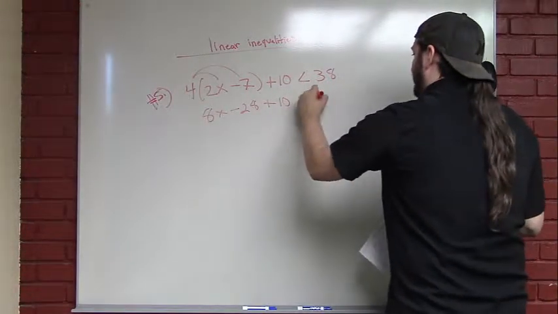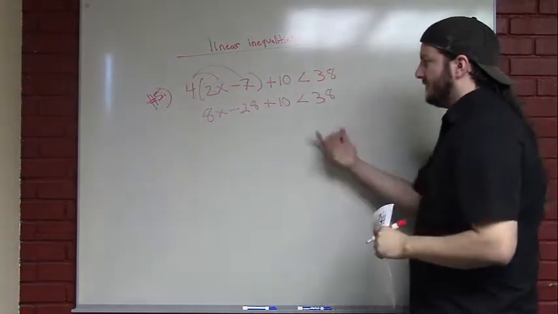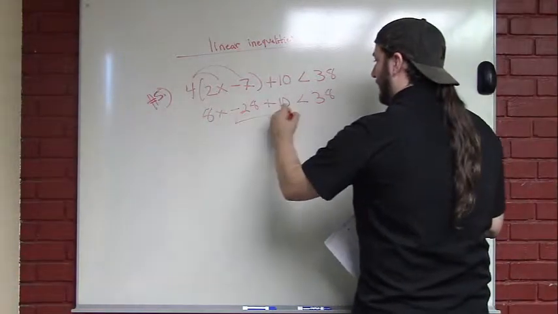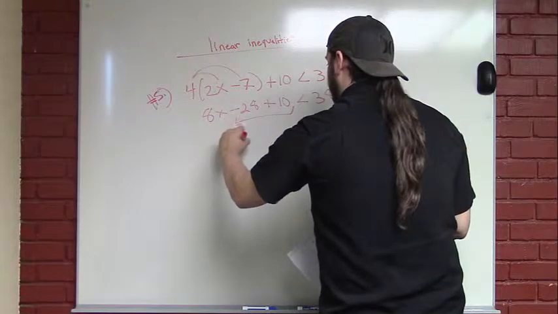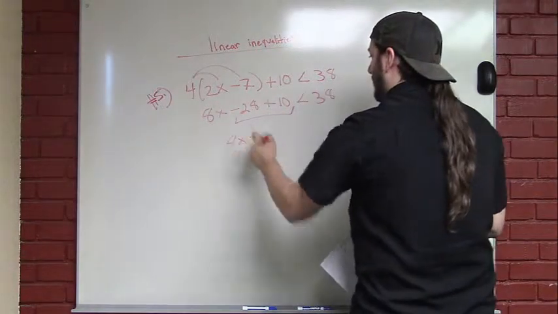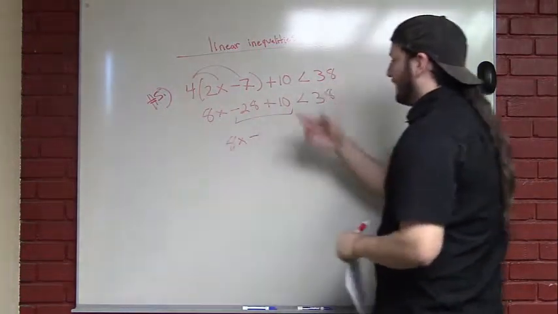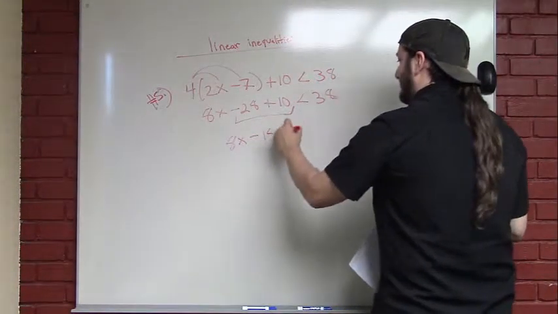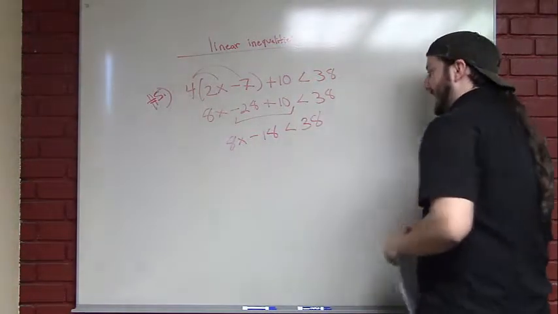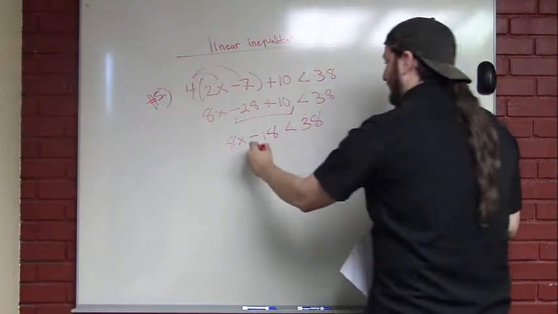is less than 38. Now you just combine some like terms here. We have 8x, negative 28 plus 10 is going to be a negative 18, is less than 38. Add over the 18.